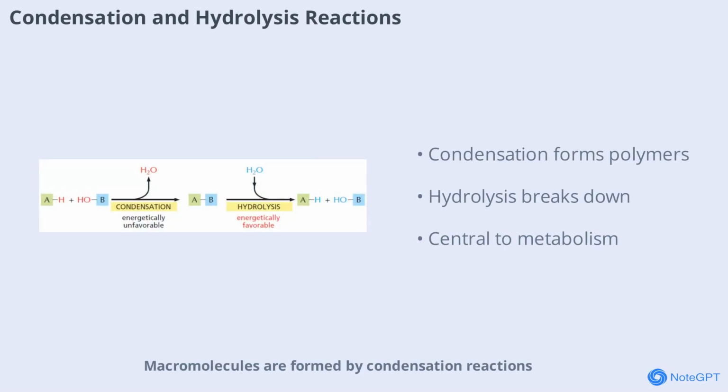Macromolecules are formed by condensation reactions, which join subunits and release water. The reverse process, hydrolysis, breaks down polymers into monomers by adding water. Condensation reactions are energetically unfavorable and require energy input, while hydrolysis is energetically favorable. These reactions are central to metabolism and the regulation of cellular processes.